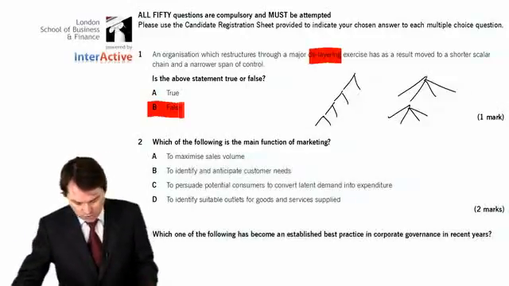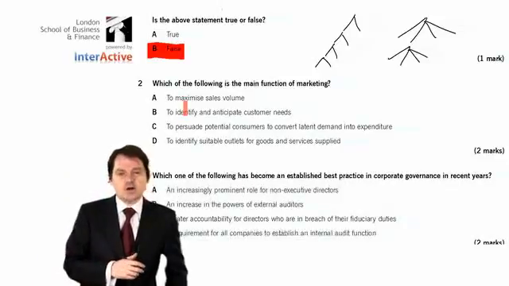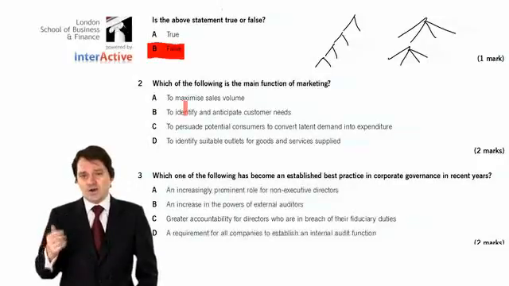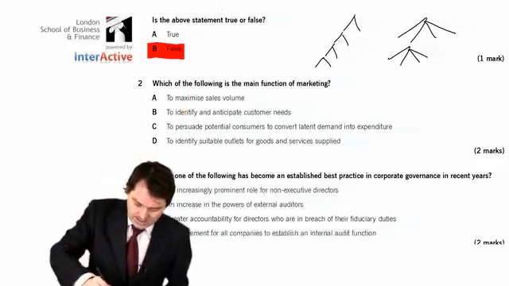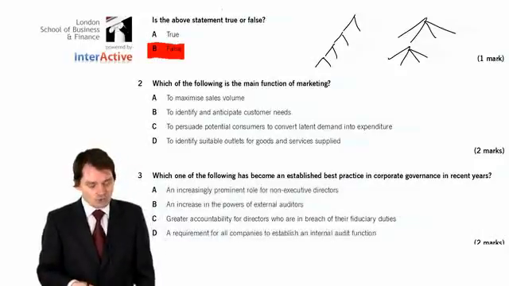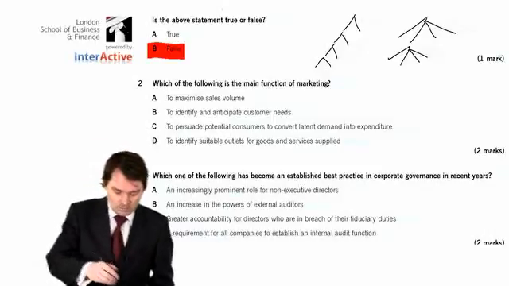Let's have a look at question 2. Which of the following is the main function of marketing? Now, this is a straightforward theory question, which hopefully we either know or we don't know. Let's see if there are any bits of these. There's 4 suggestions. Let's see if there's any bits that we know are wrong. To maximise sales volume. Well, that's not marketing.